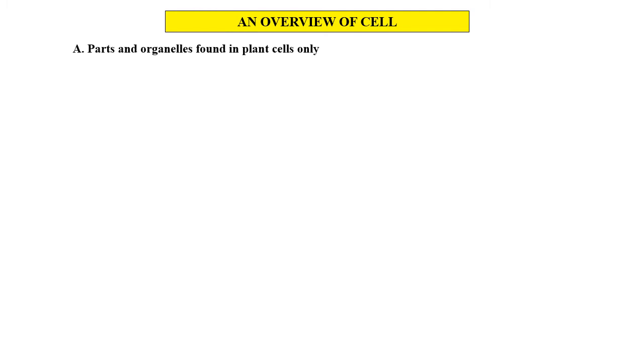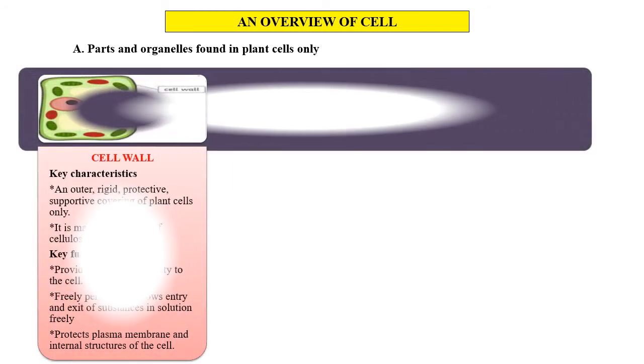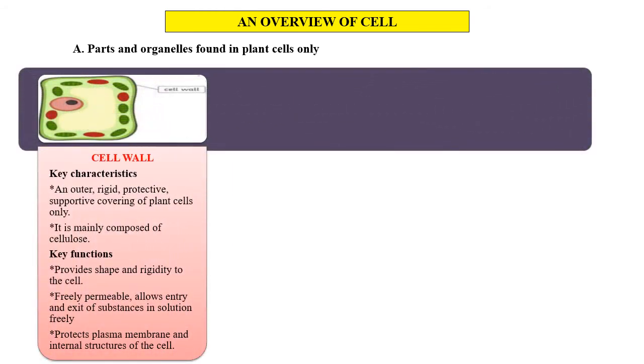Parts and organelles found in plant cells only. Cell wall. Key characteristics. An outer rigid protective supportive covering of plant cells only. It is mainly composed of cellulose. Key functions. Provides shape and rigidity to the cell. Freely permeable. Allows entry and exit of substances in solution freely. Protects plasma membrane and internal structures of the cell.